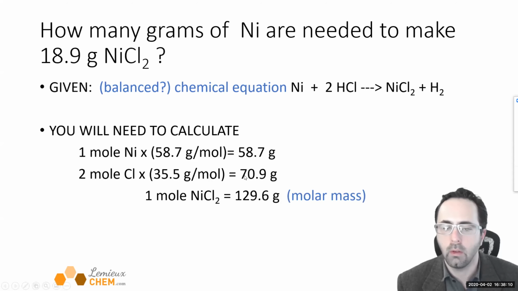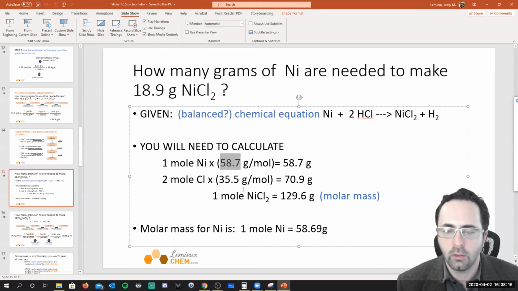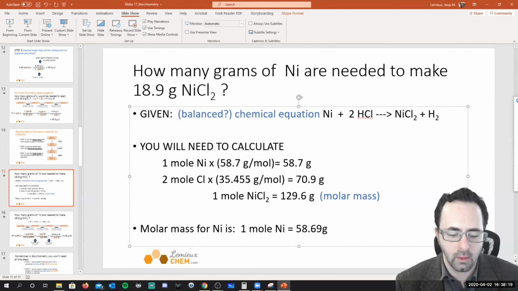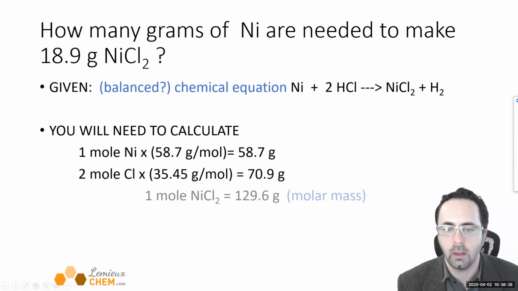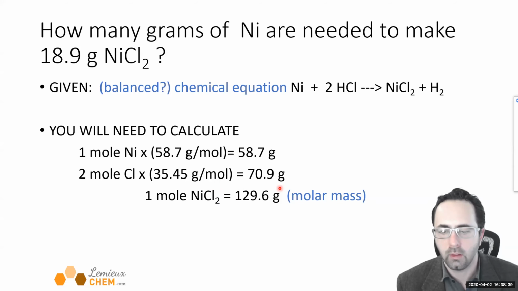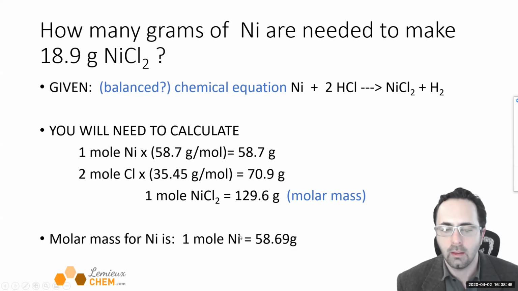Or 35.45. So ultimately, whoops, I should have kept that 4 or 5. If I keep the 4 or 5, it works out like this. Sorry, that was a little mistake on my part. But either way, it's close enough. Like I said, the last sig fig is not that big of a deal. But anyway, we add these together. The nickel atoms and the chlorine atoms together weigh 129.6 grams. So 1 mole of nickel 2 chloride is 129.6 grams of nickel 2 chloride. And for nickel, since it's an element, it's easy enough. 1 mole of nickel, we read straight off the periodic table, 58.69 grams.